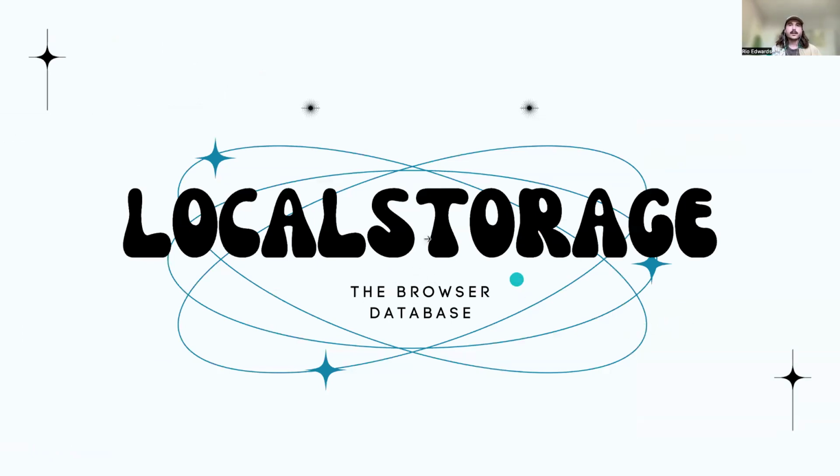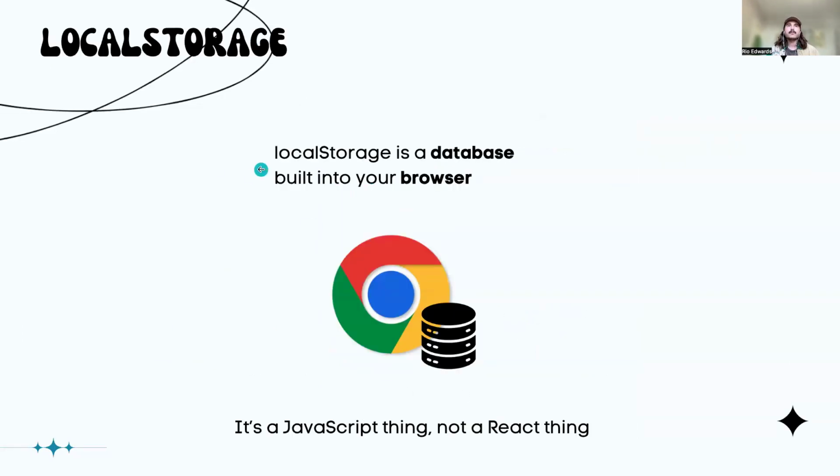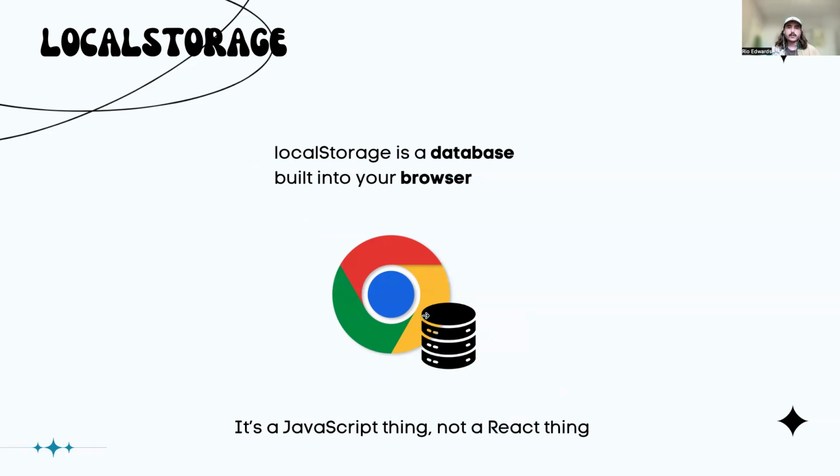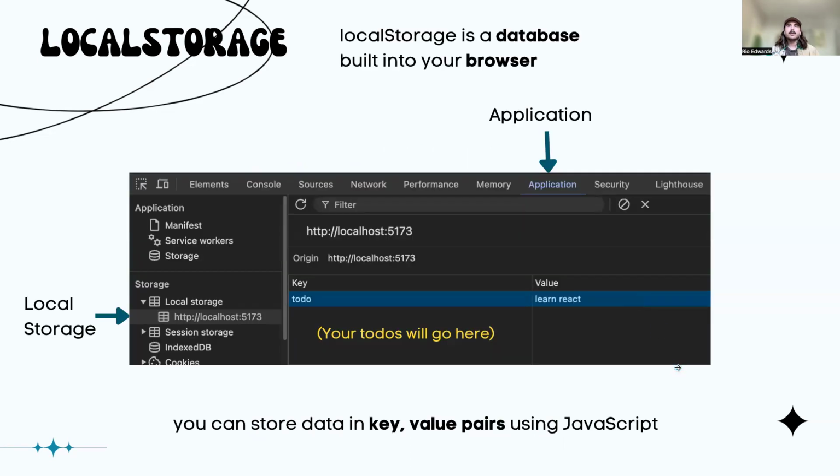Okay, one last topic for this lecture, and then I'll get to actual coding, is local storage. Local storage is a database that's built into your web browser. It's not a React thing, it's a JavaScript thing. You can use it in React because React is JavaScript, but you can use it in any JavaScript app. It's a database built into your browser, and you can access it using your dev tools.